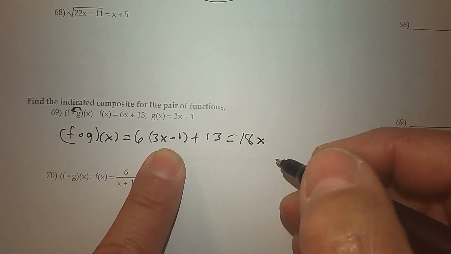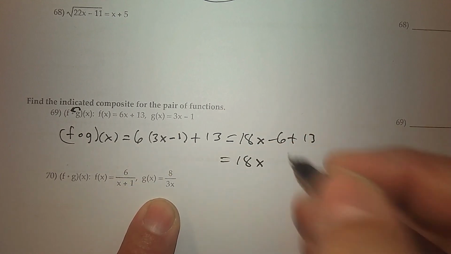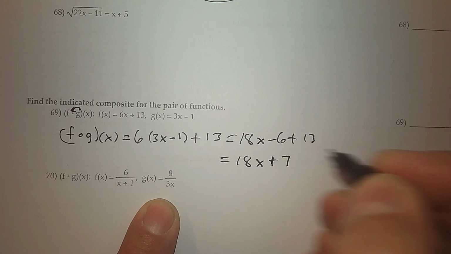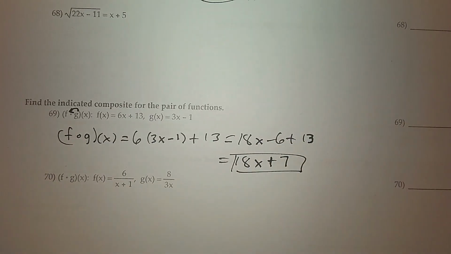18x. So what is the composite function there? And it's 18x plus 7.